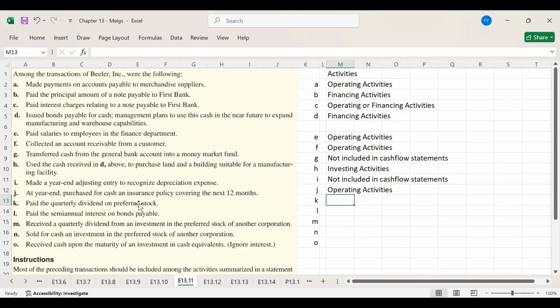Then paid the quarterly dividends. Whenever the company pays any dividend, this is your financing activities. Paid the semi-annual interest on bonds payable. So whenever the company pays interest, this would be an interest payment. As we have discussed in our previous lecture also, the interest payment would be an operating or financing activity.